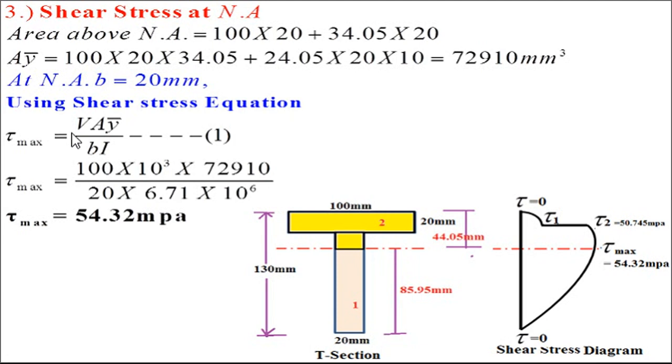And then put it in the equation of shear stress. Tau max is equal to V A y bar upon B I. You will get 54.32 MPa as the shear stress, because here the width is 20, at the neutral axis the width is 20. So here you will get the shear stress at the center and it is 54.32. And this is the shear stress variation diagram for the T section.